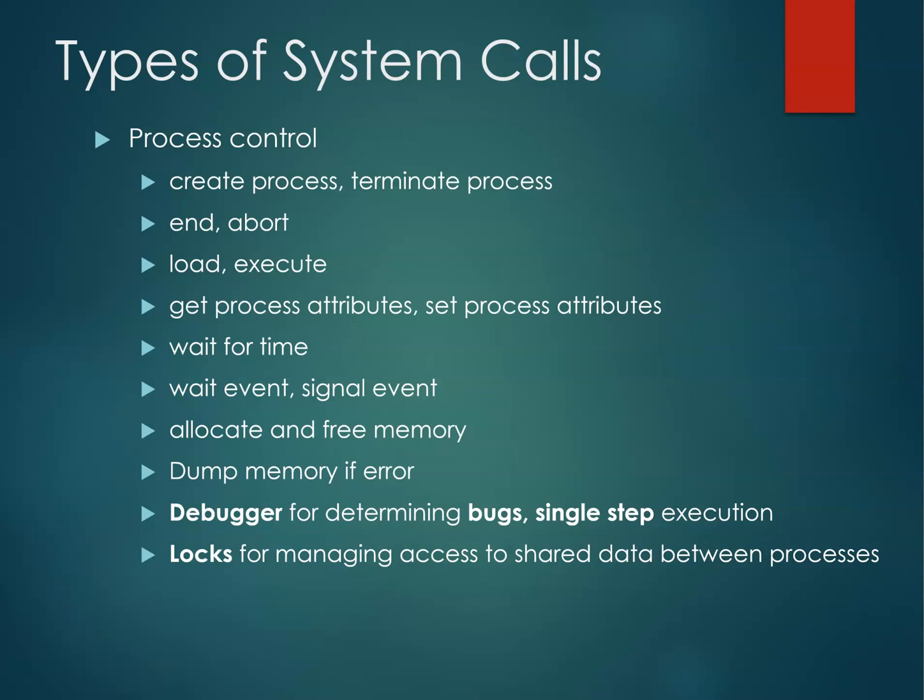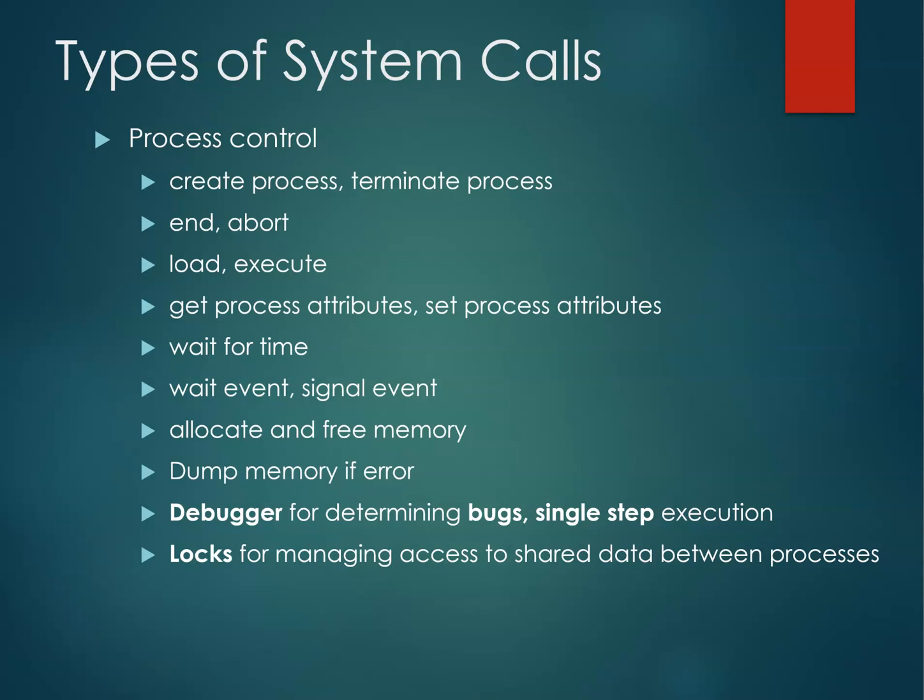Here are some of the many types of system calls. We've got process control for creating a process, terminating it, ending and aborting a process. We can load and execute them. We can get its attributes and set them. Wait for a time, wait for an event, or signal an event.